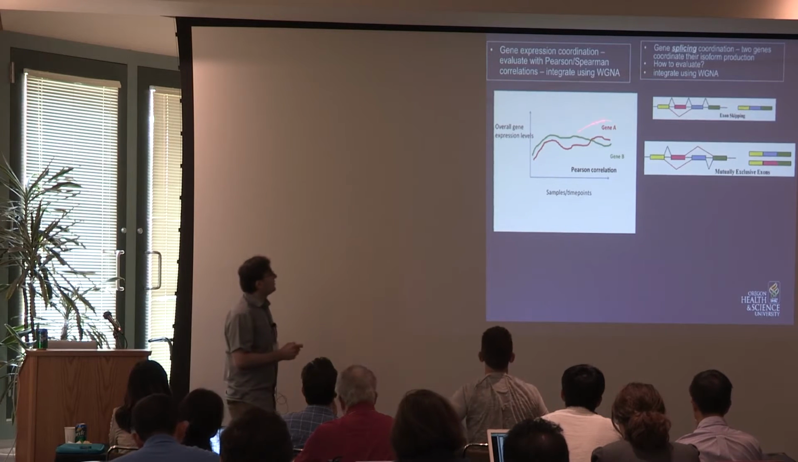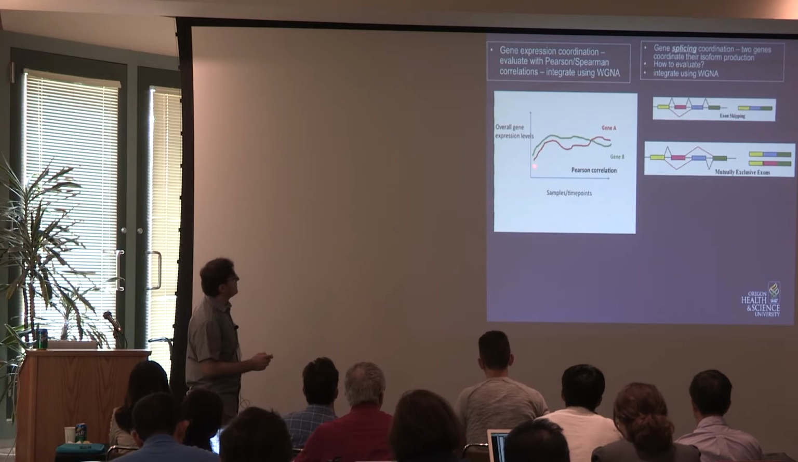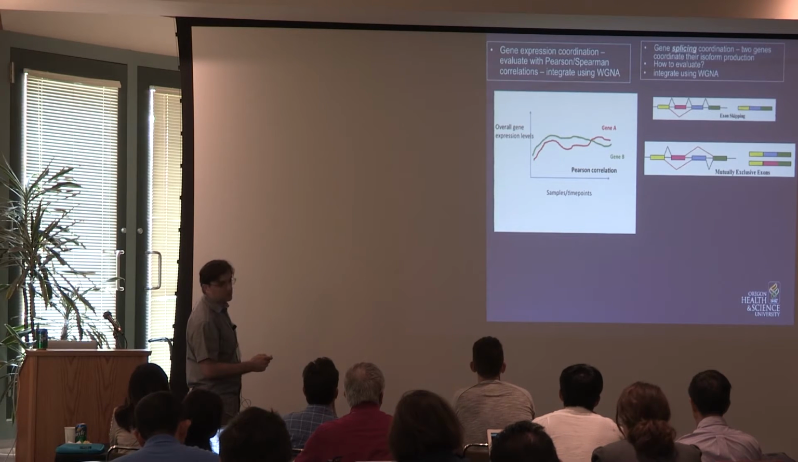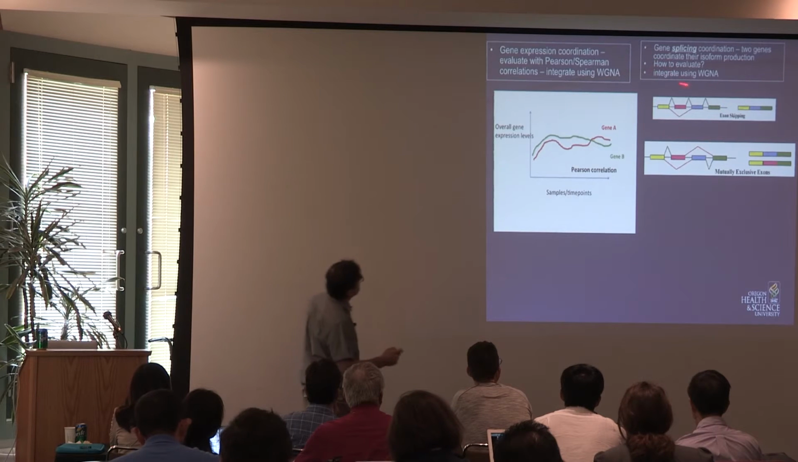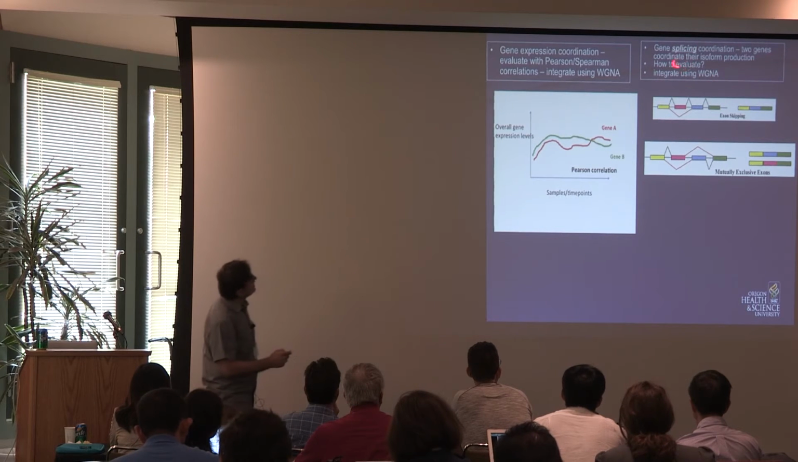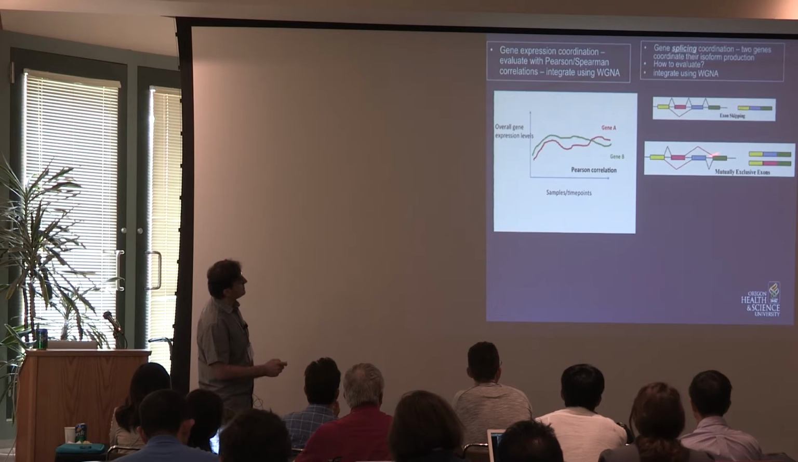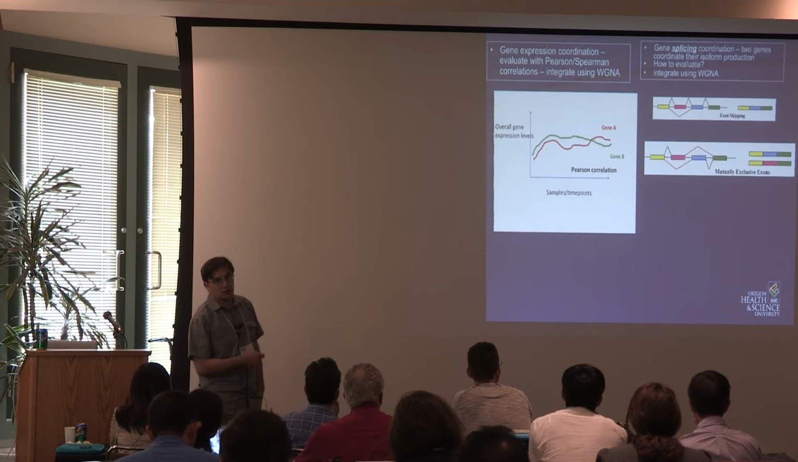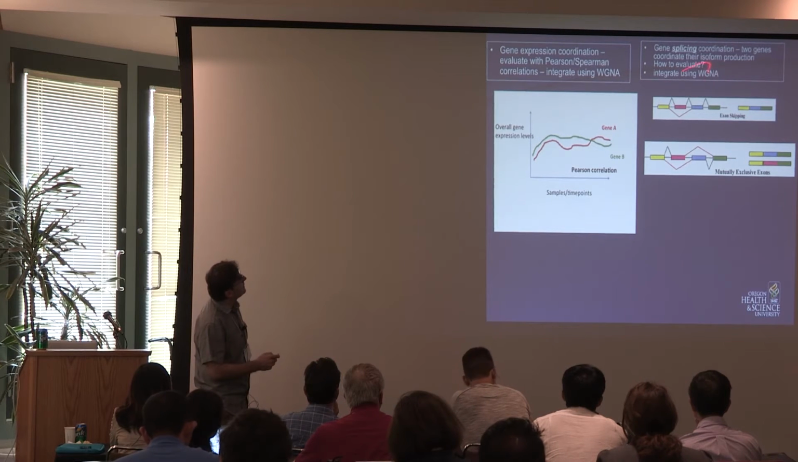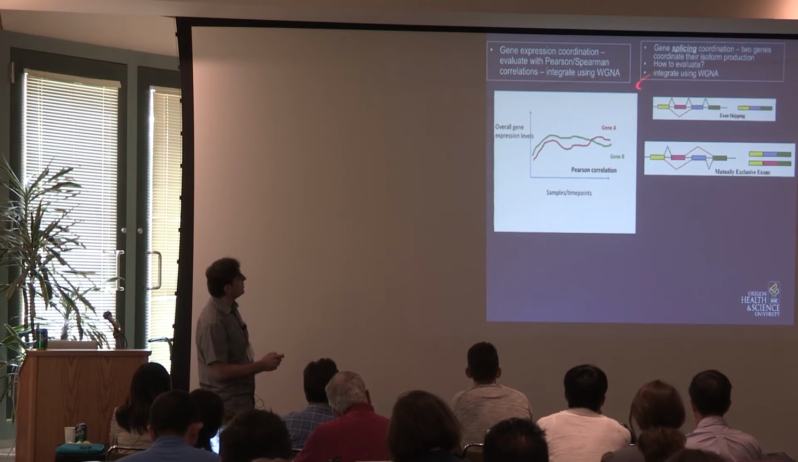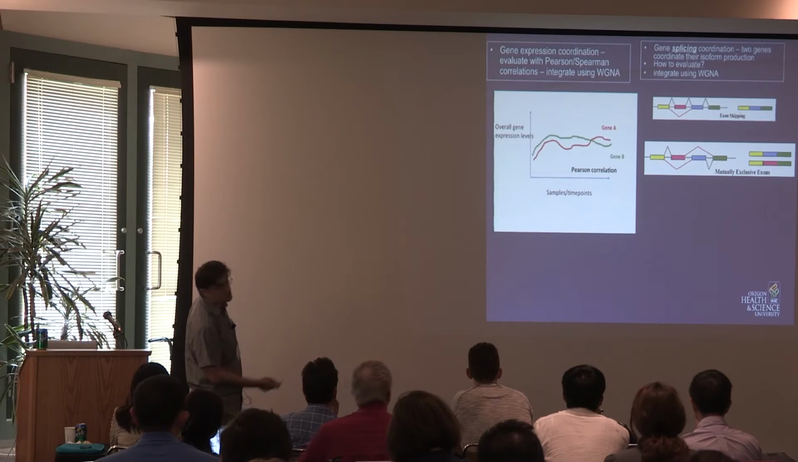So by now, you're all familiar with gene expression level and how they are coordinated across different genes. Now, for gene splicing, the goal is to say, okay, these two genes start producing isoforms in a coordinated manner, and how do we evaluate this coordination? And the goal is to integrate using WGCNA.